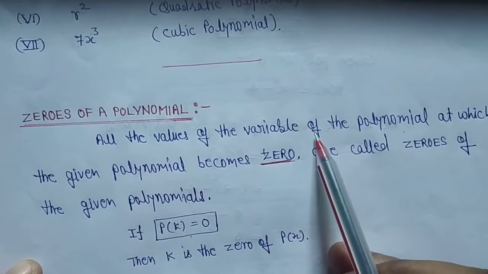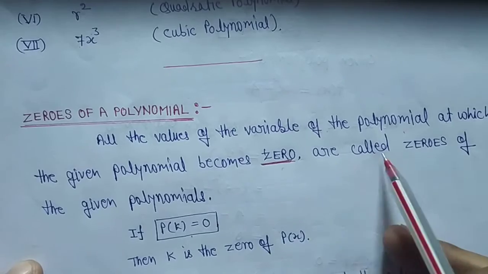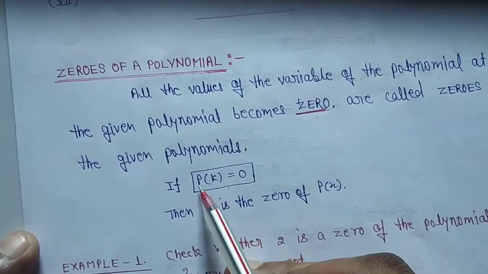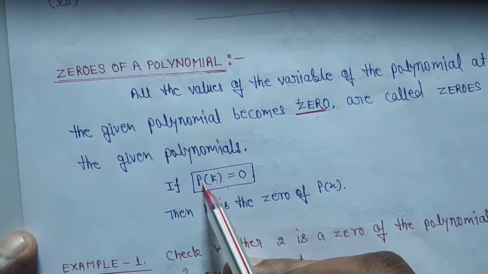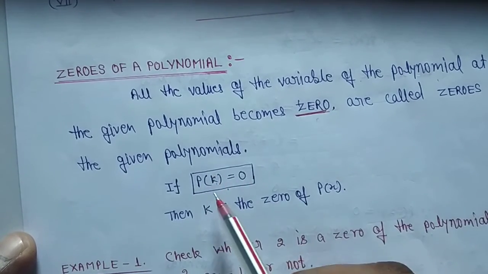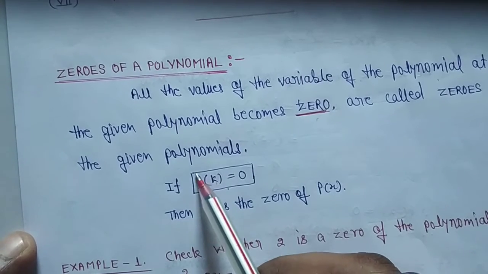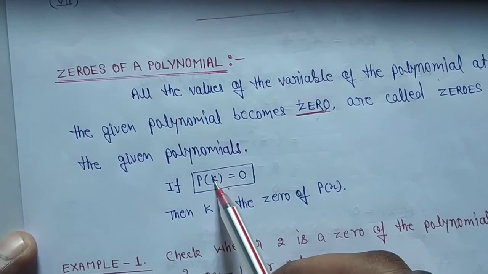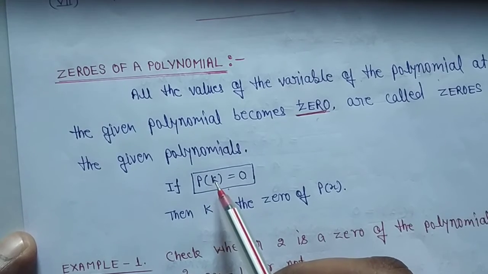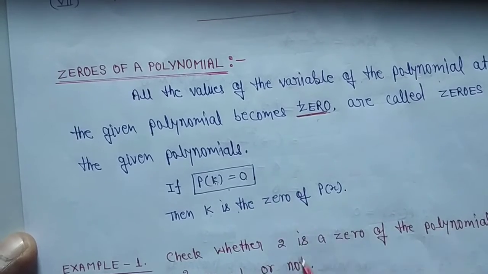So all the values of the variable of the polynomial at which the given polynomial becomes 0 are called zeros of the given polynomial. If p(k) is equal to 0, what is the meaning of p(k)? p(k) means the value of polynomial p at k is 0. If the value of polynomial at k is 0, then k is called 0 of the given polynomial.